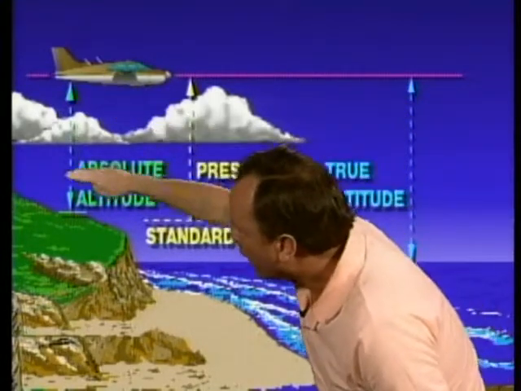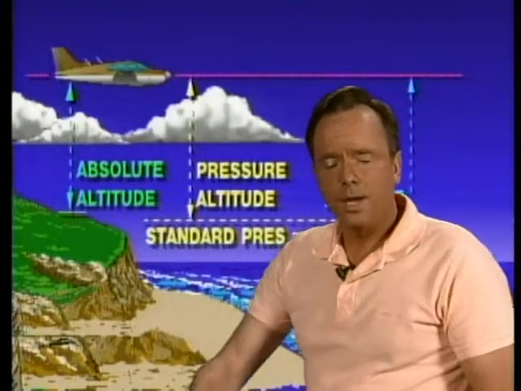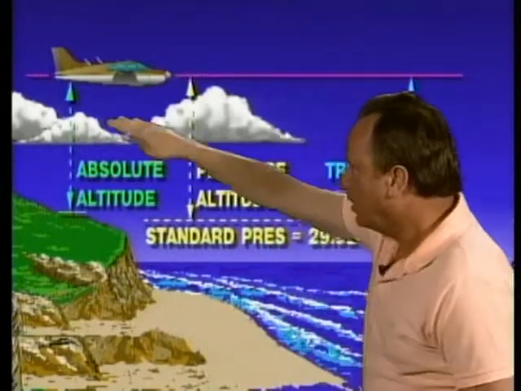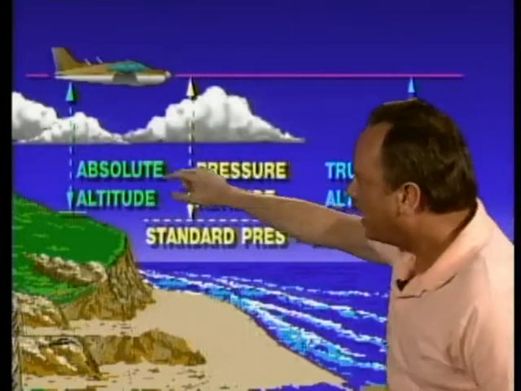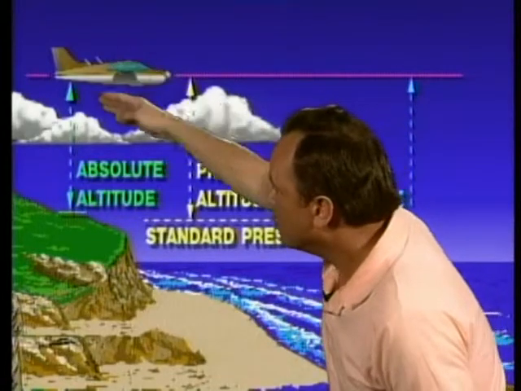Now, absolute altitude is how high you are above the terrain that you're flying over at the time. Now, the terrain goes up and down, and altimeters tell you how high you are above sea level, but not how high you are above the terrain unless you have a radar altimeter. It's shooting a radar beam down. So your absolute altitude is something you normally don't know unless you calculate it.